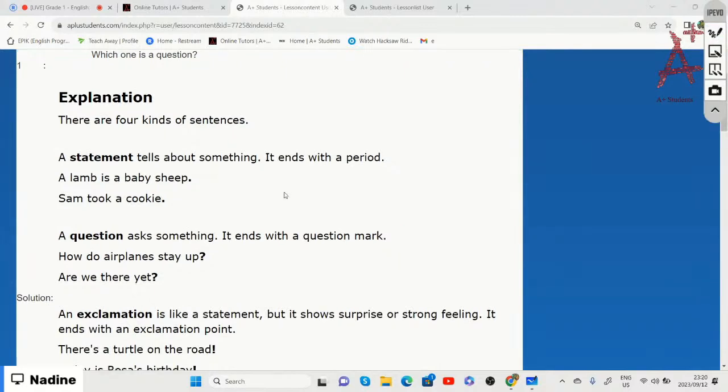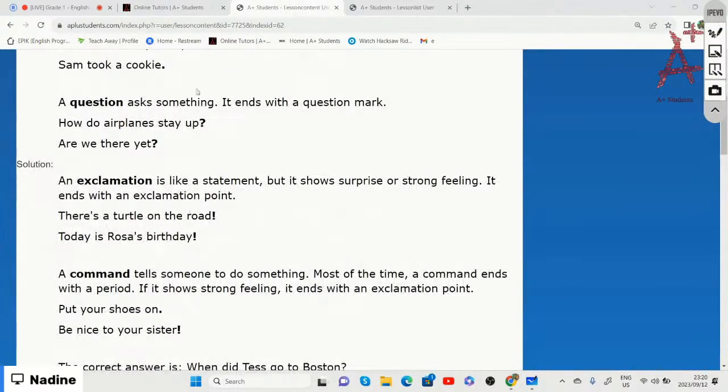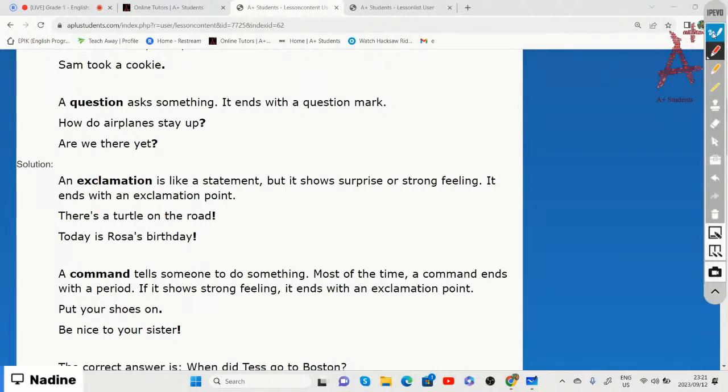And then we have an exclamation. An exclamation is like a statement, but it shows some surprise or strong feelings, and it ends with an exclamation point. And this is an exclamation point. There's a turtle on the road. That is an example of an exclamation. Meaning that you are driving and you see a turtle on the road, so you are showing strong feeling or surprise.